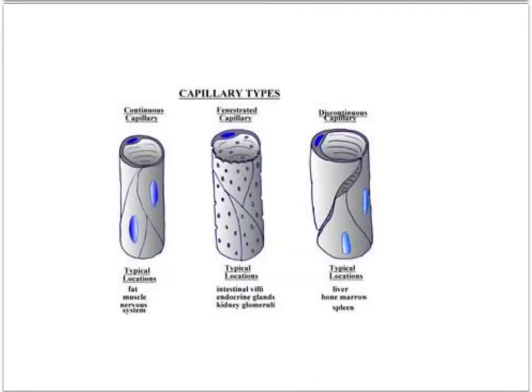So here we have a depiction of the three capillary types. You've got the continuous capillary, the most common type that we have in our body; the fenestrated type, in which you actually have holes in the cells themselves; and then the sinusoidal, which they refer to here as discontinuous. We use the word sinusoidal. These actually have gaps between the cells.